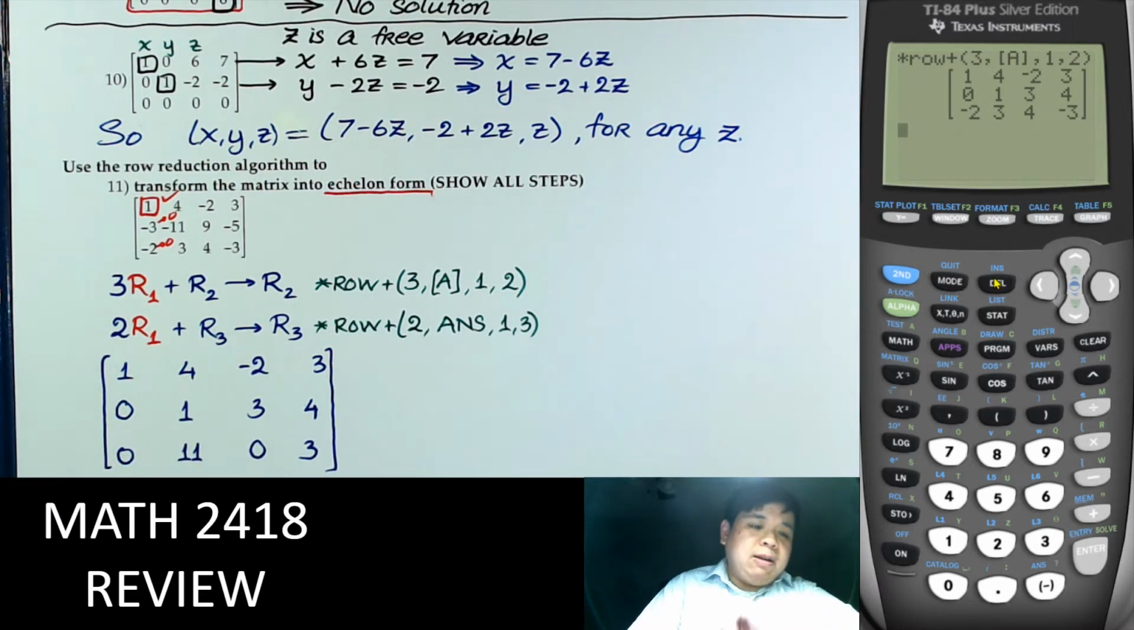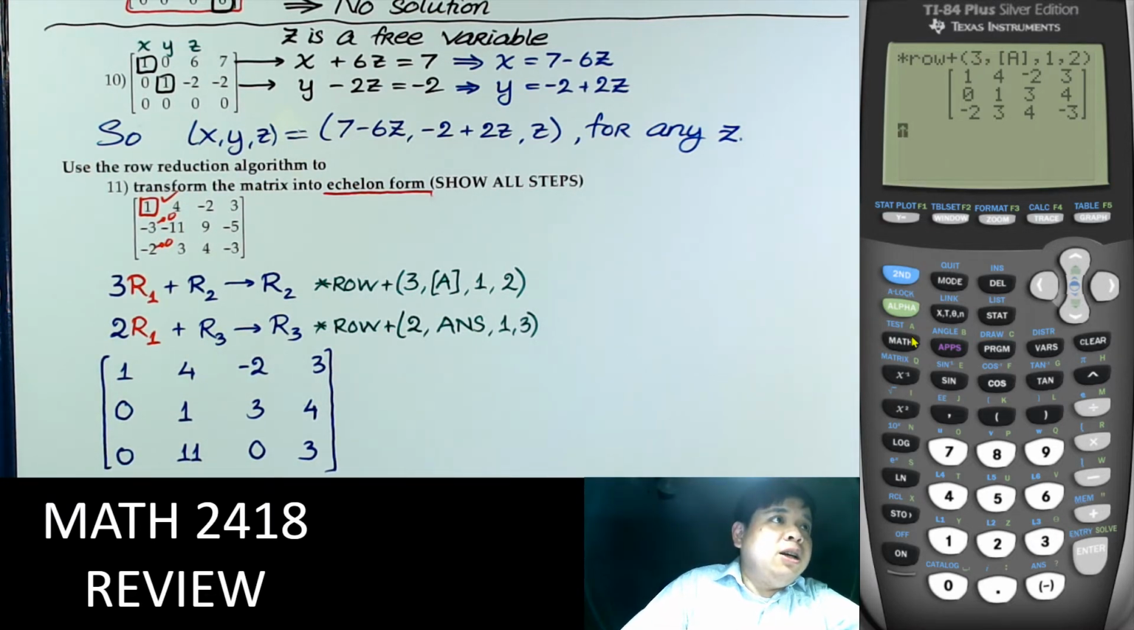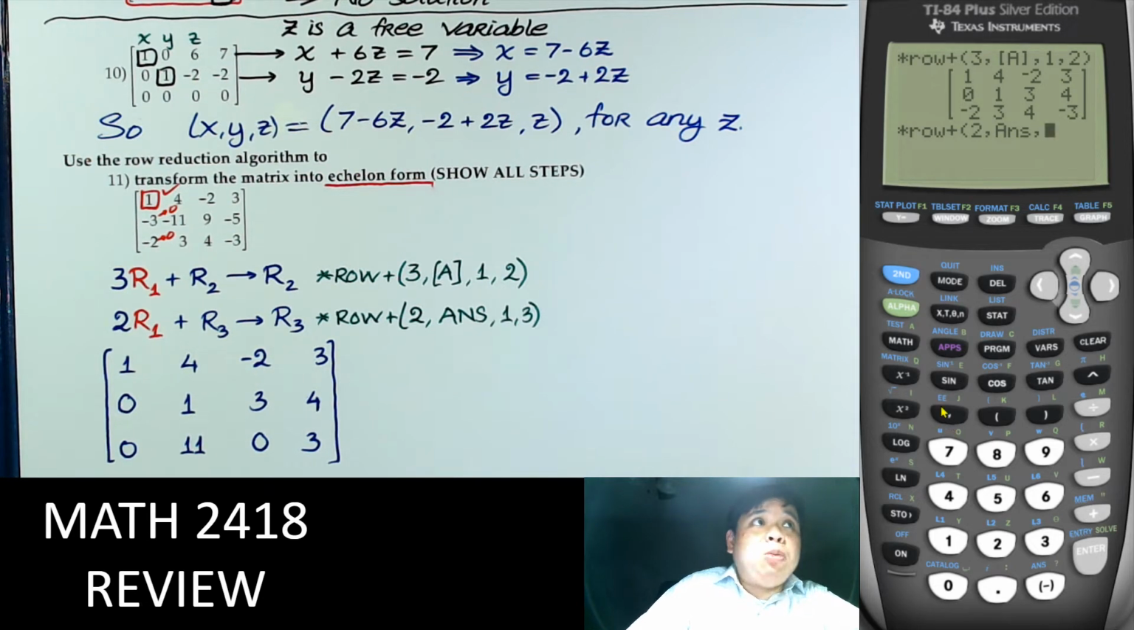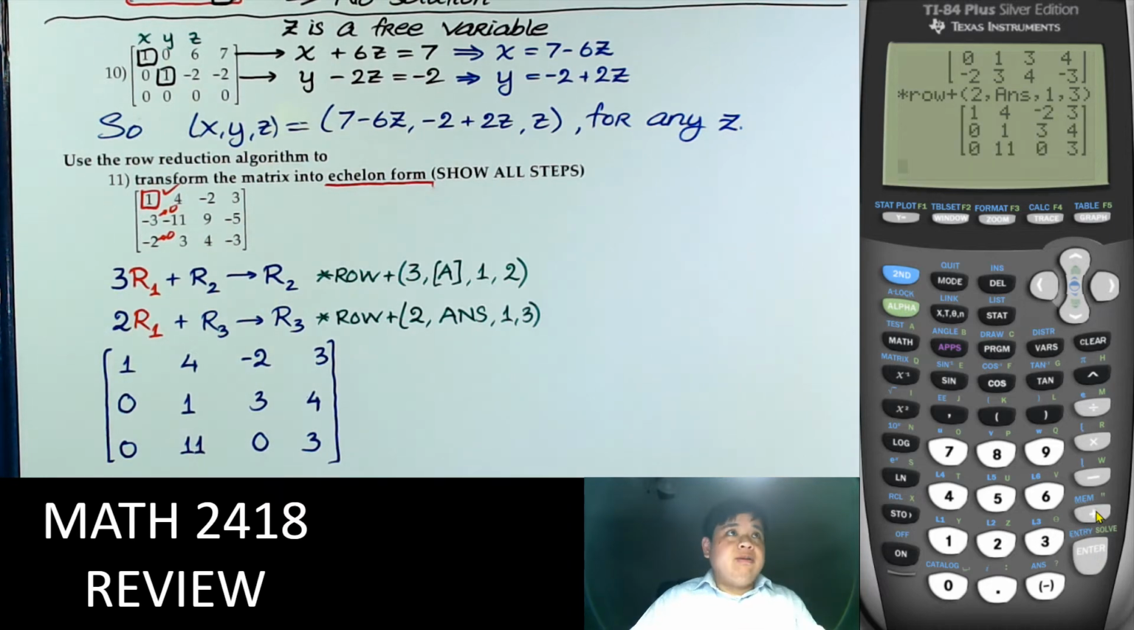Okay, now next, multiply to a row, add and replace. So we multiply 2. Notice now we no longer apply to matrix A, we apply to what we have here. So to get the last answer in the calculator, use second answer, right? And now add and replace, multiply to row 1, add and replace to row 3. Right, so that's what we have.